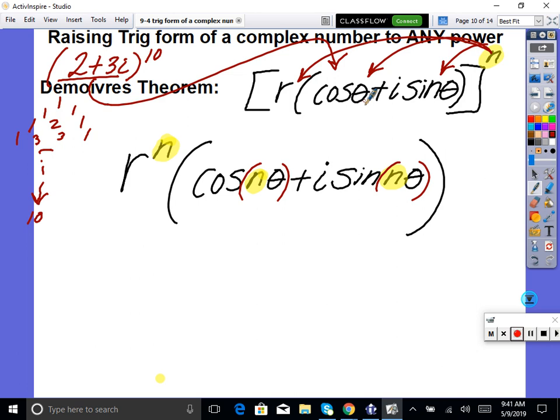Okay. So look how nice that's going to make the calculations. Because then after that, boom, you just go. It's way quicker than having to do it this way. So write that down. r cosine theta plus i sine theta raised to the n will be r to the n, and then cosine of n times theta plus i sine of n times theta. You just take n, multiply it in. Here we go. Example number 1.